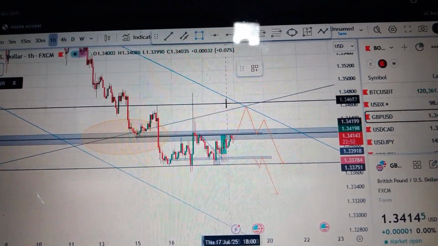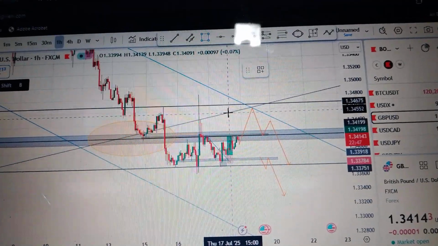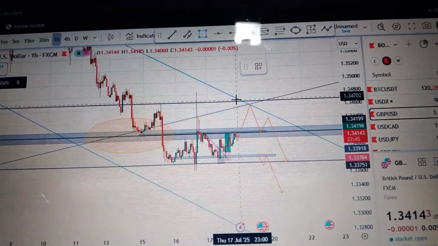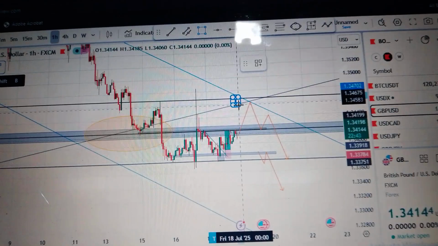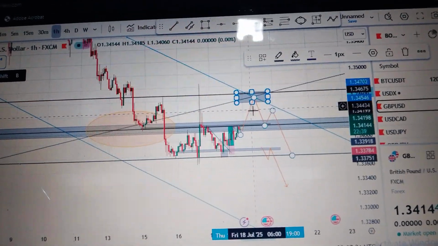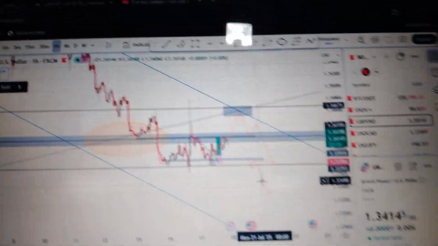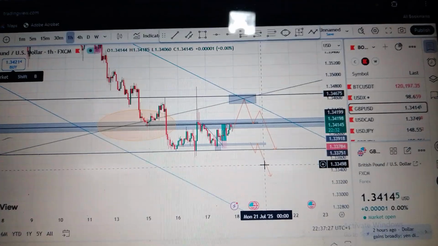You can see this resistance area, this trend line, and this other trend line. So this is a very strong, valid area for us to take our sales from, right? So this is one of the places we can take sales from. We can also take after a break and retest of this trend line, right?